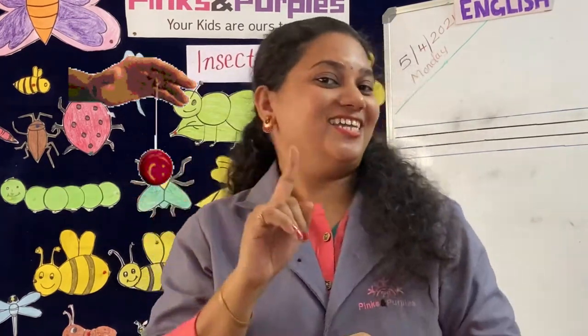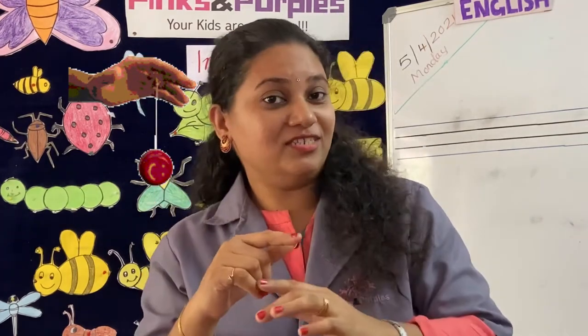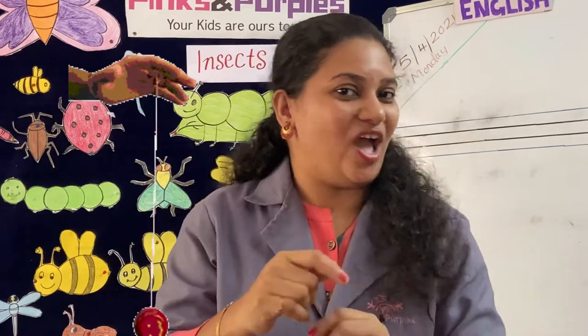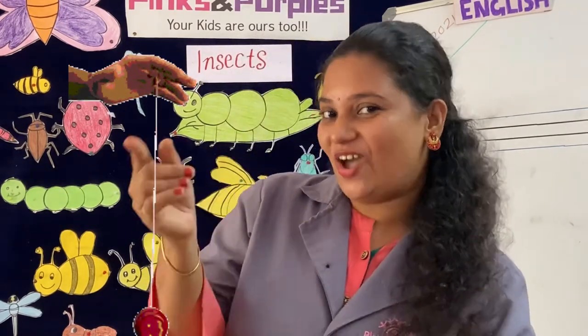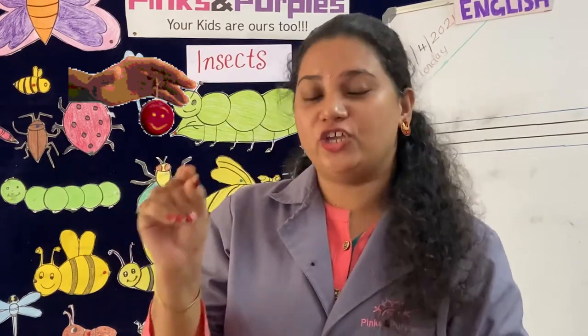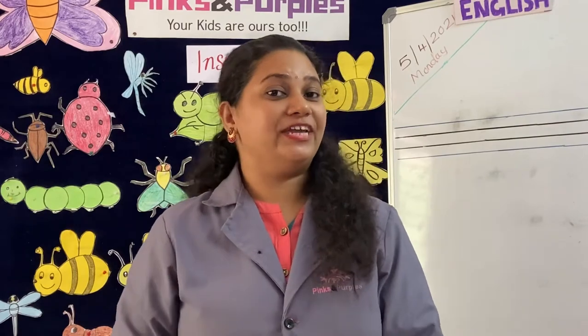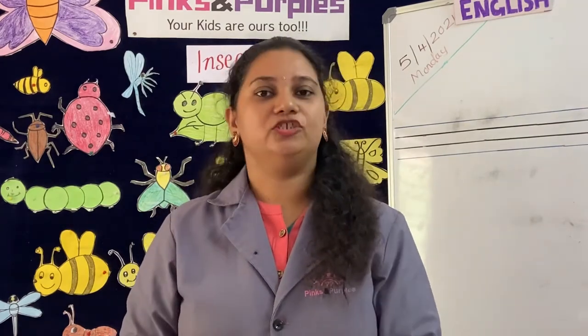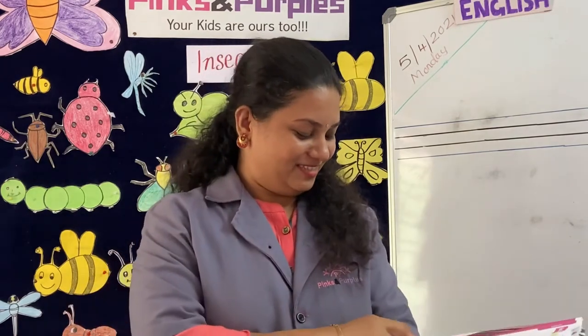Yo-yo. Yo-yo is a round wooden or plastic toy. Have you seen a yo-yo? Yes, look here. This is yo-yo. Y for yo-yo. All of you take your textbook. Page number 28. Did everyone take it? Yes.